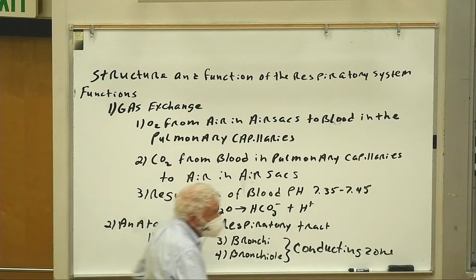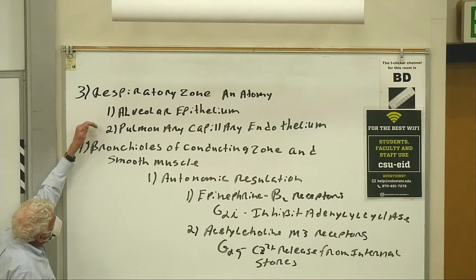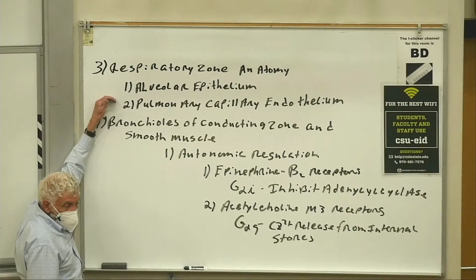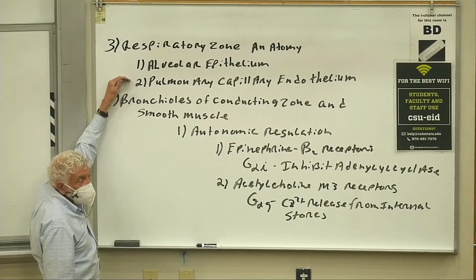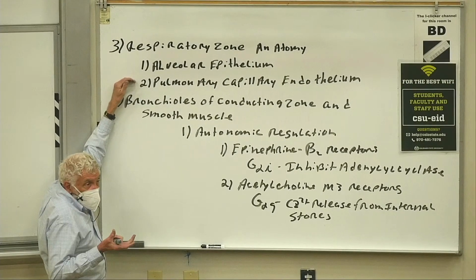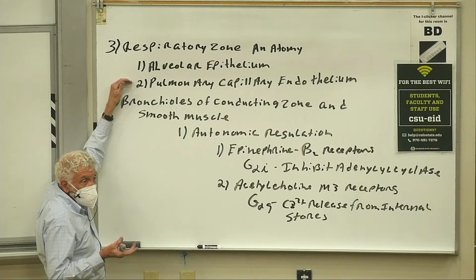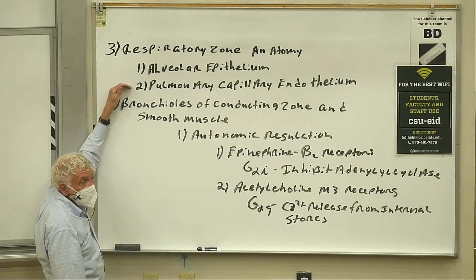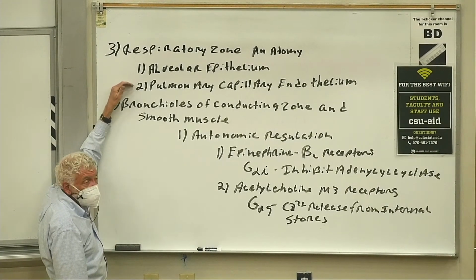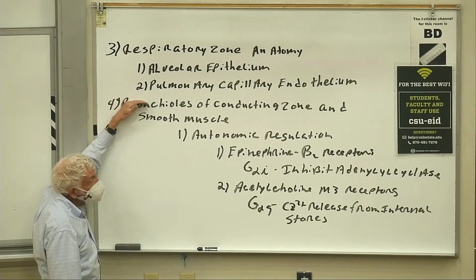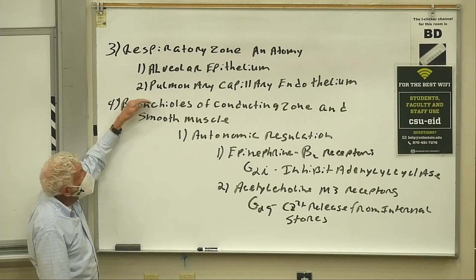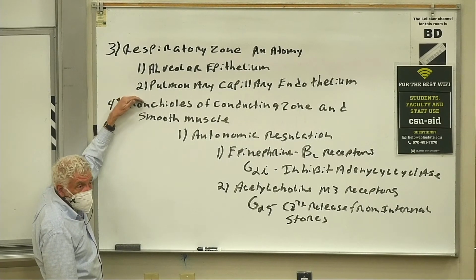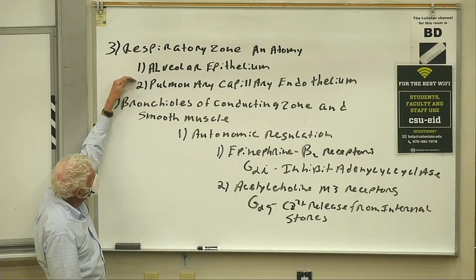The respiratory zone is composed of an alveolar epithelium. When you see this term alveolus or alveolar, think air sac. The alveolar epithelium provides the epithelium across which gases can diffuse. These gases will diffuse across the alveolar epithelium and across the pulmonary endothelium to get into the blood. Oxygen diffuses in, and carbon dioxide, of course, diffuses out.